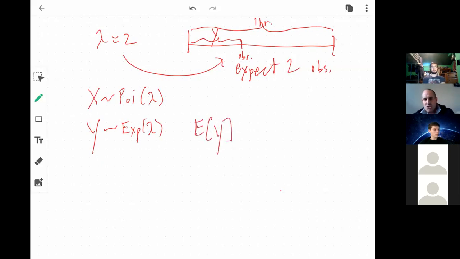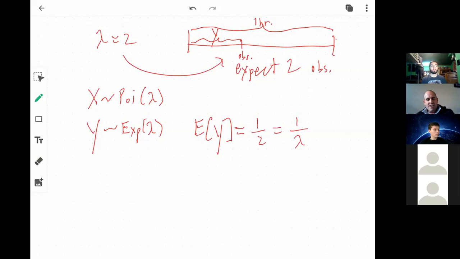If I expect to see 2 over that 1 hour, how long do I expect to have to wait to see the first one? Half an hour. Yeah, half an hour, right? Which is, by the way, just 1 over lambda. And that's why the 1 over lambda makes sense as the expected amount of time.